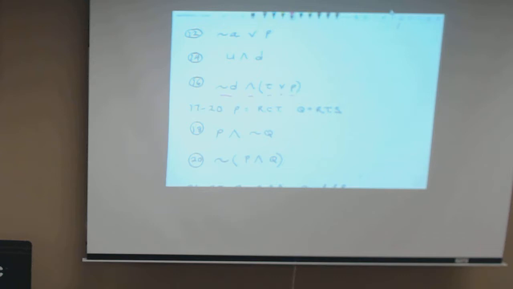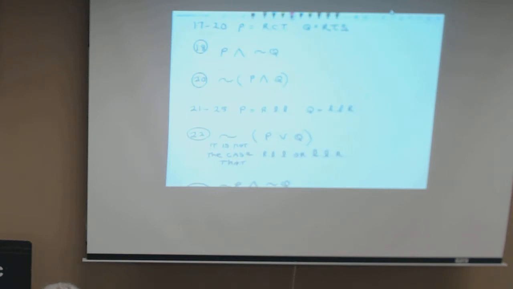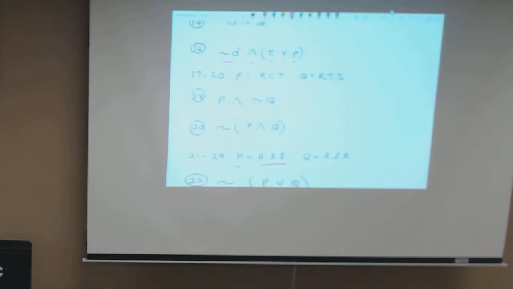Problem 17 to 20. Let P be Robin can type and Q be Robin takes shorthand. So P is Robin can type, I'll just use the letters RCT, and Q is Robin takes shorthand, RTS. Now, what's number 18 say? Write in symbolic form.